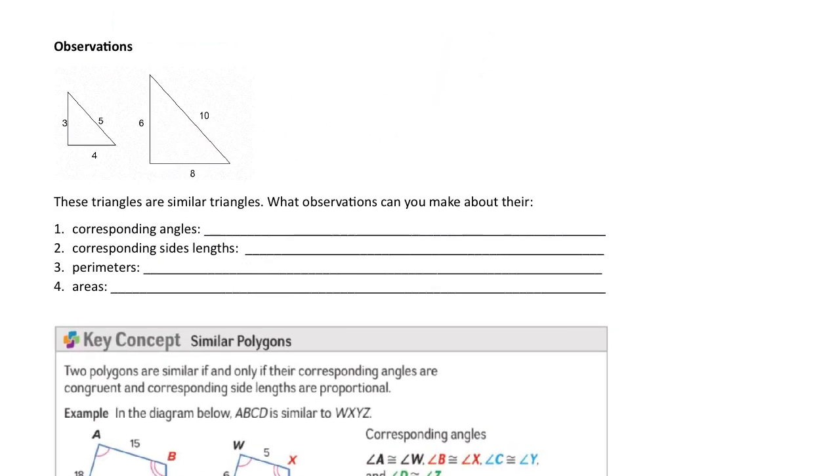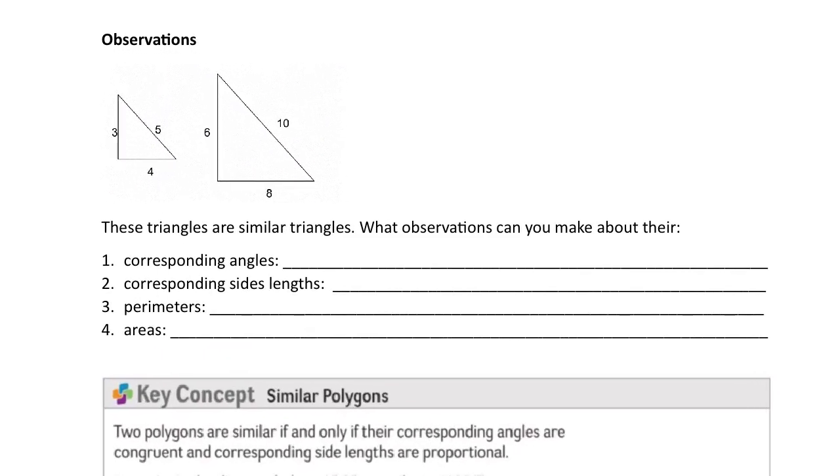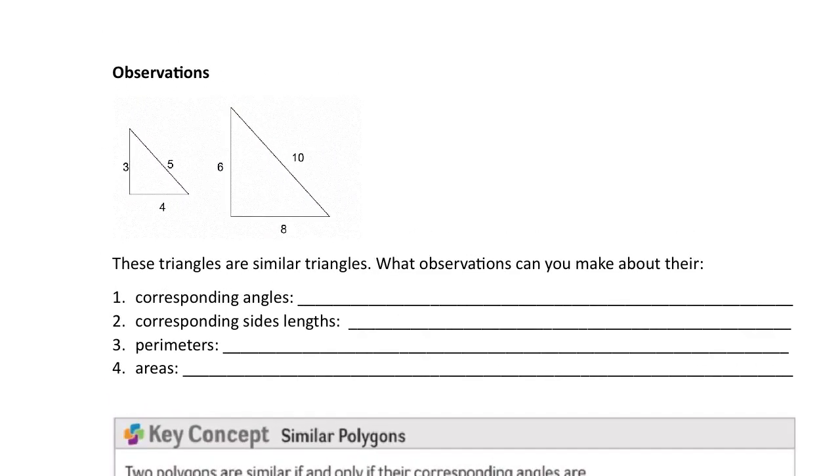Let's make some observations. You can pause here and make some observations on your own. You're going to be looking at these two triangles and making observations. These triangles are similar triangles. I'll go ahead and tell you that up front. What observations can you make about their 1, corresponding angles, 2, corresponding side lengths, 3, perimeters, and 4, areas? Why don't you pause it and give it some thought?